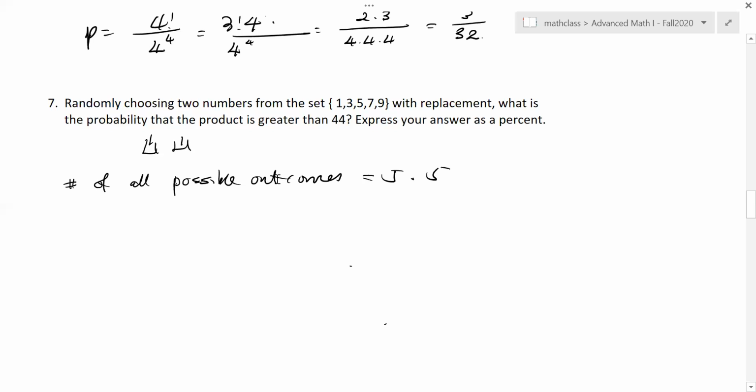The difficult part, of course, is the number of desired outcomes. But clearly 1 times 1 is not going to be greater than 44. So let's write down these numbers. Can anyone figure out the numerator?